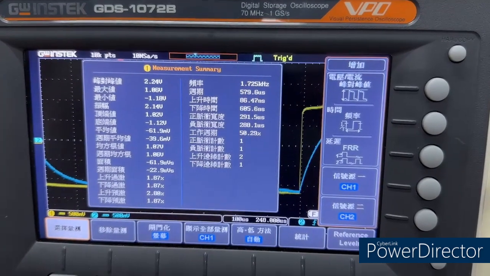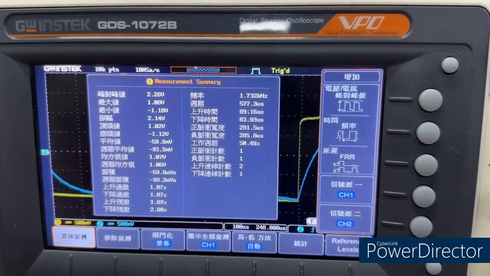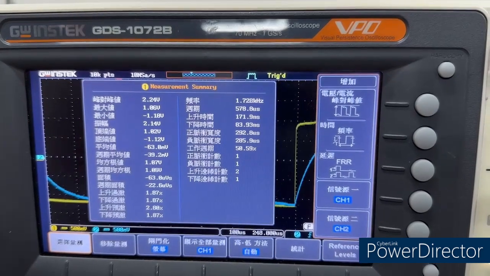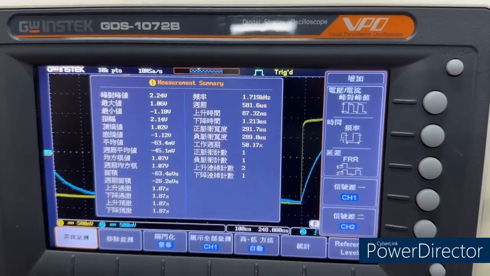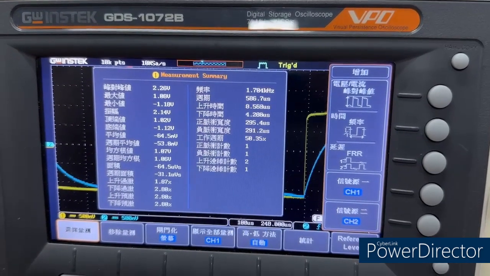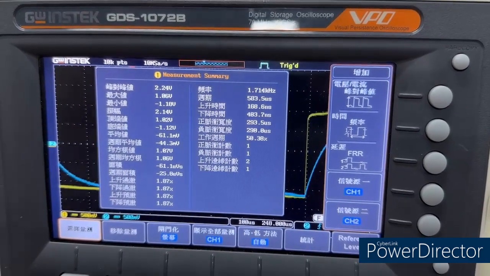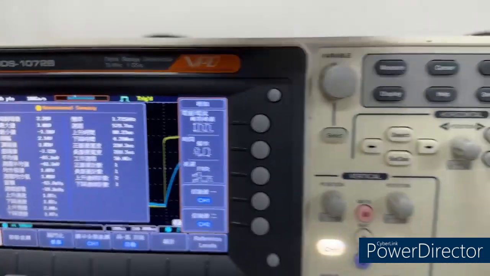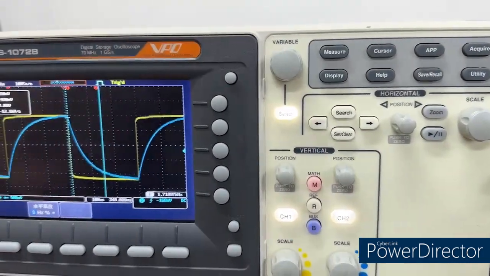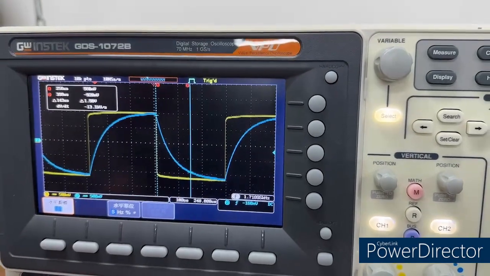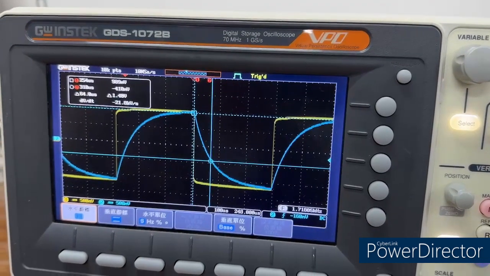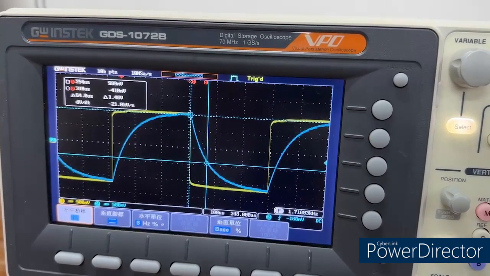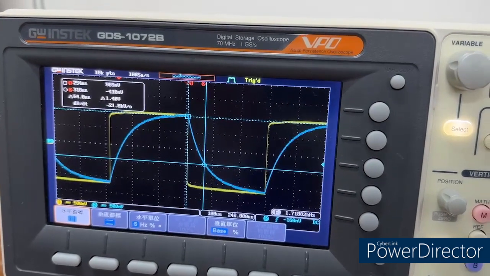As you see, the peak-to-peak voltage is 2.22 and the capacitor voltage at the time constant can be calculated as 1.4. So we can use the cursor of channel 2 to get the point. And as you can see, the time constant we get is 64 microseconds.